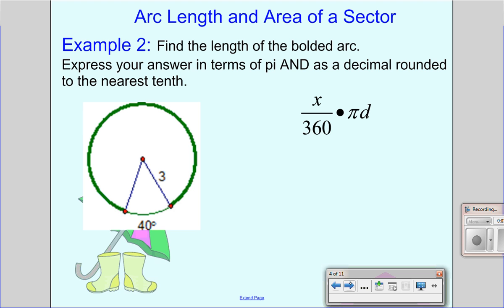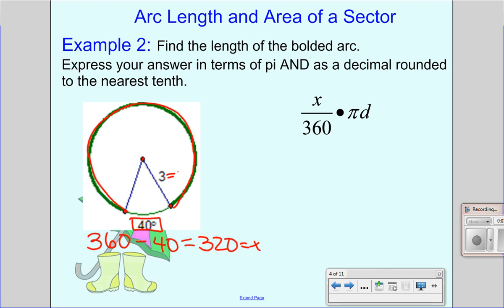For our second example here, we are given the major arc that we're looking for, but they give you the arc measure for that minor arc of 40. So we have to subtract that from 360 because there's 360 degrees in a circle. So 360 subtracted from 40, okay, we're going to get that value of 320. Now I'm going to use that as my arc measure, or my x, and the 3 is my radius.